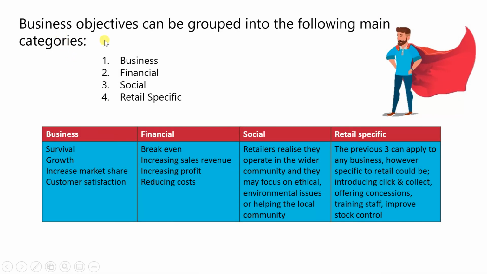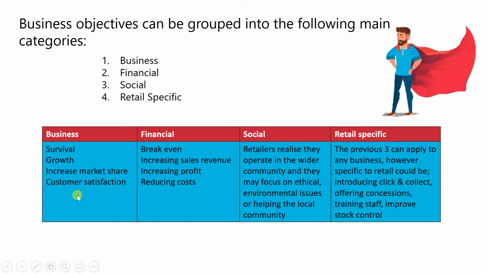So now you've got your head around business aims and objectives, personal aims and objectives. Let's really go back to the business ones, the retail ones. These can be grouped into the following categories: business, financial, social and retail specific. The first one, business. There are 4 areas of the business goals here: survival, growth, increased market share and customer satisfaction. Now these are all about business as a whole.